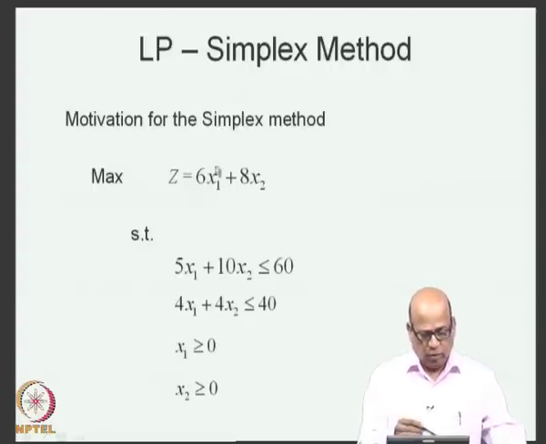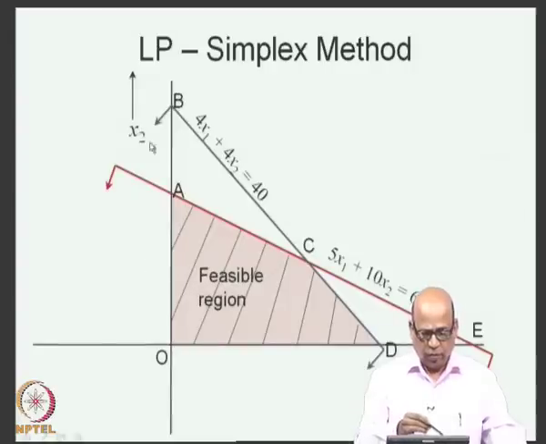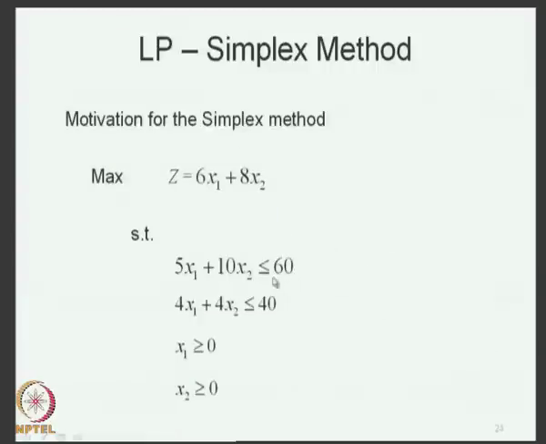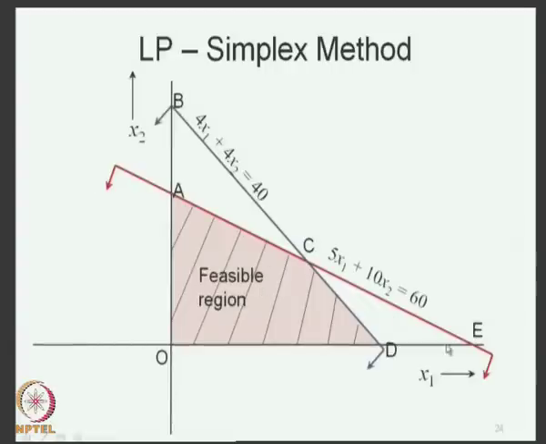If we solve this with the graphical procedure, we get this feasible region. Let us say you just look at the constraints now and identify the feasible region. How did we identify it? You draw this constraint 4 x 1 plus 4 x 2 is equal to 40, and then because it is less than or equal to this, you are looking at this direction. Similarly, 5 x 1 plus 10 x 2 is equal to 60. These are the two constraints. You draw this and identify the feasible region. Because x 1 is greater than or equal to 0 and x 2 is greater than or equal to 0, this becomes the feasible region.